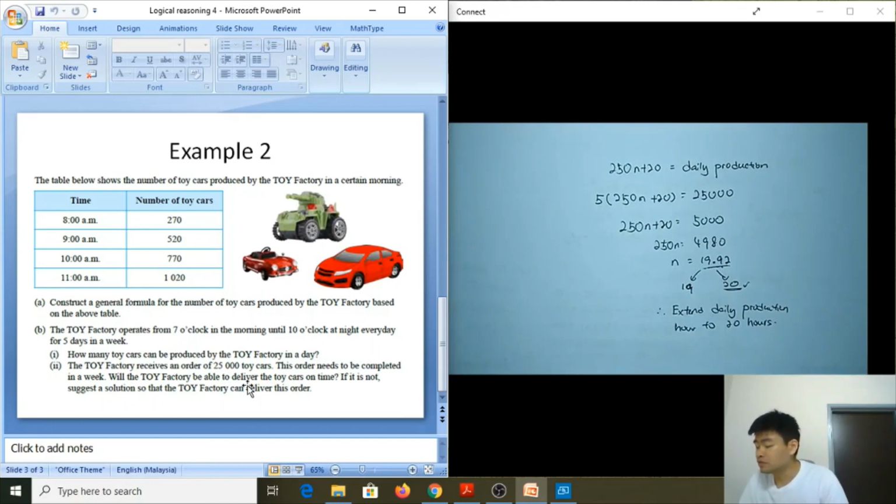If you work only 15 hours a day, you cannot produce the 25,000 toy cars, right? So as usual, the assignment will be attached to this video.